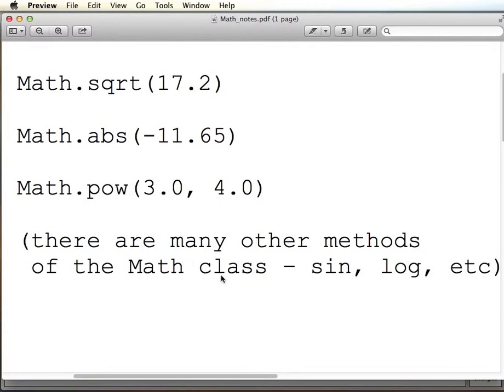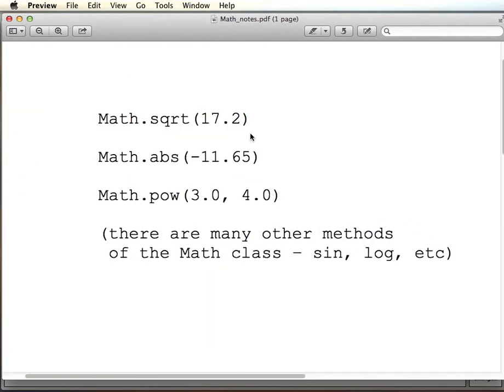There are lots of other methods in the Math class. You can do sines, logarithms, just about anything you can do on your calculator. A quick Google search of Java Math class will tell you all of them. But these are the three I need you to know for right now, the ones I'll expect you to know on the tests, and it's also what the College Board expects you to know for the AP exam.